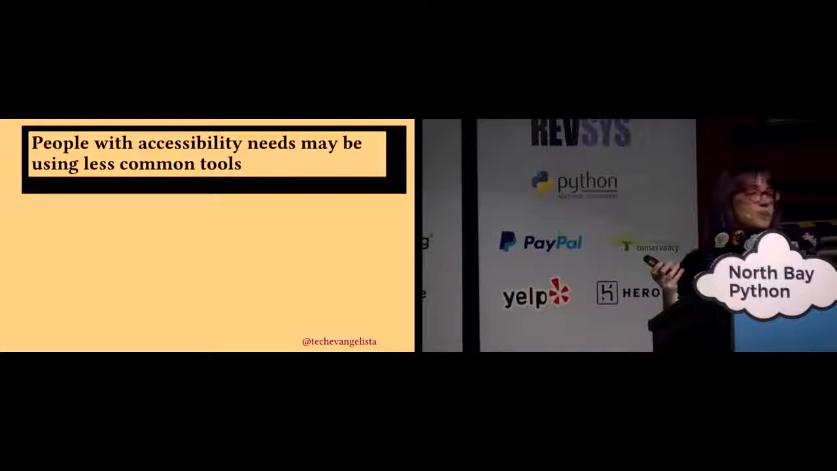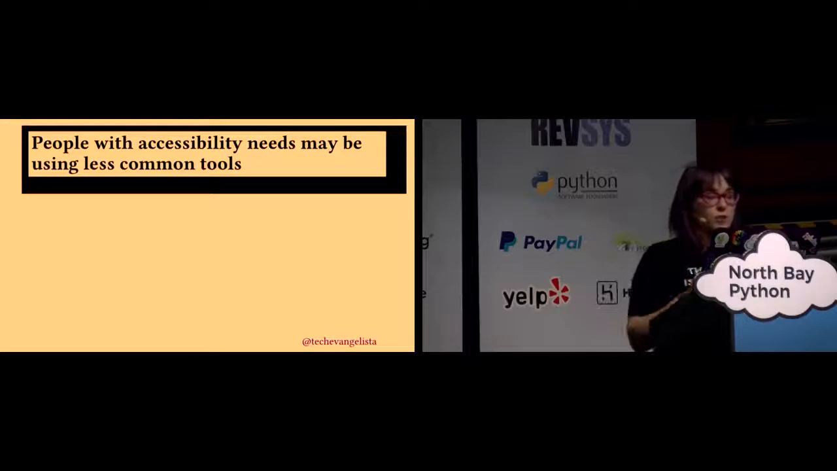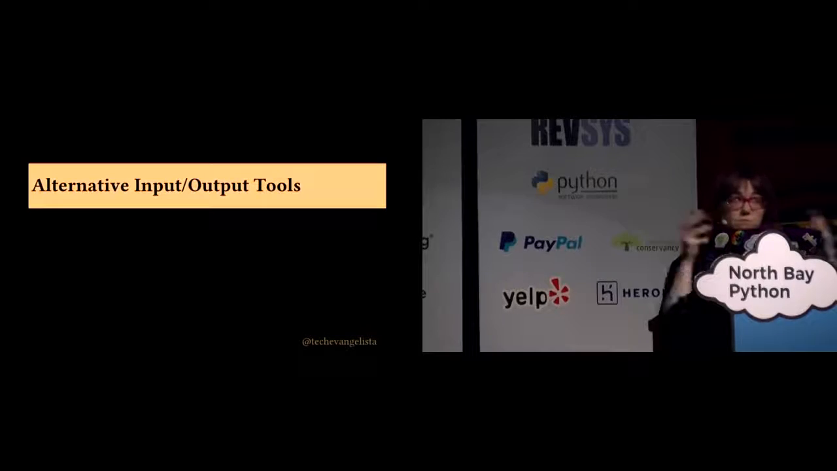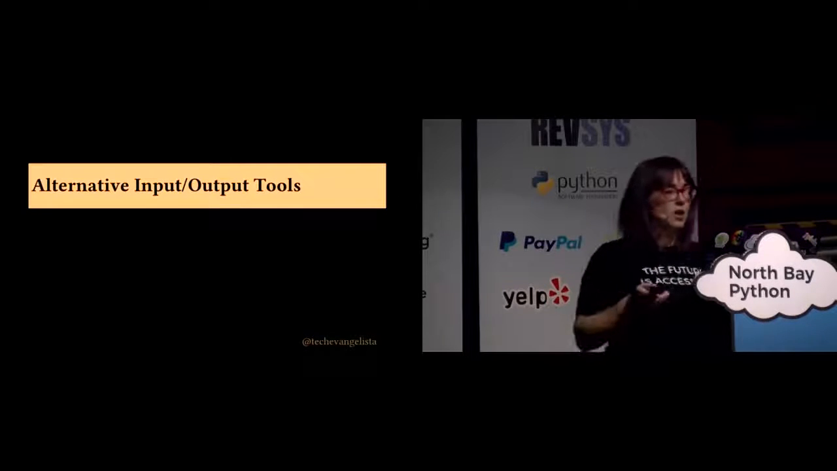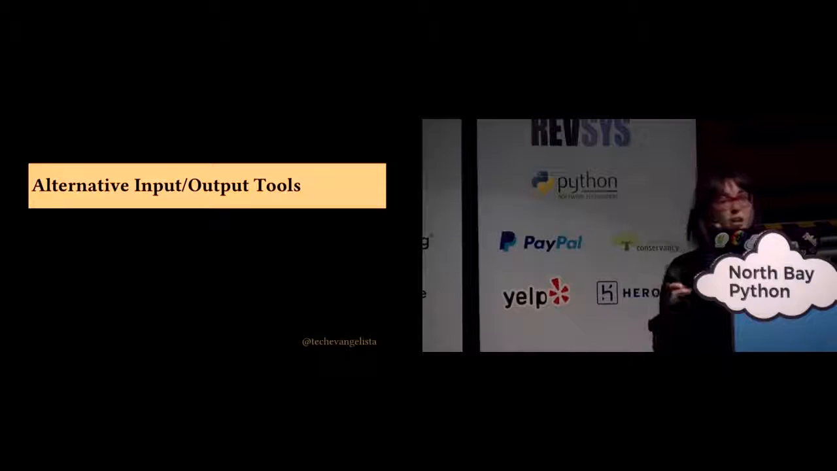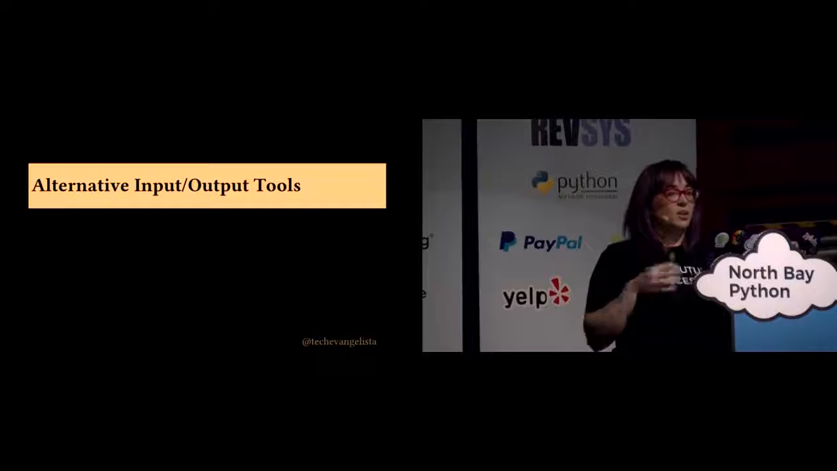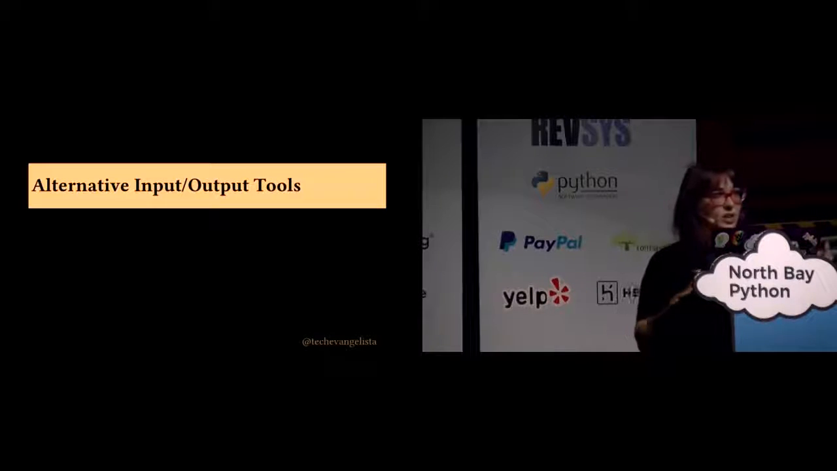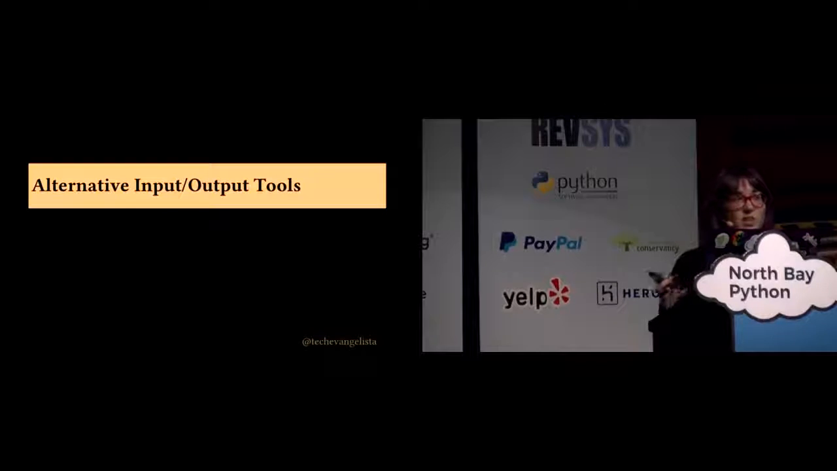And a lot of these people might be using other less common tools of interacting with the websites as opposed to like just the standard mouse. There's many, many alternative input and output tools, and these go from like just using your keyboard, which obviously a lot of devs also do. You can have foot pads, you can use your mouth, there's eye tracking. There's all different ways of experiencing a website that don't involve a mouse or even a touchscreen. And if you have an accessible website, it's easier for every sort of device that people are using.